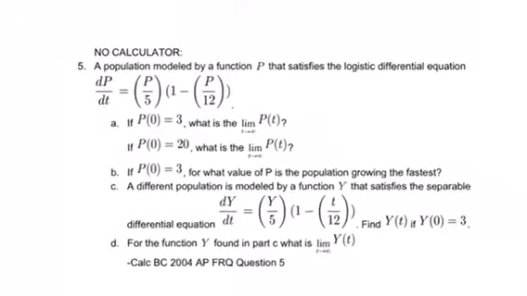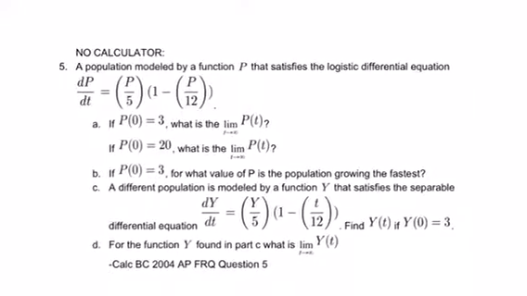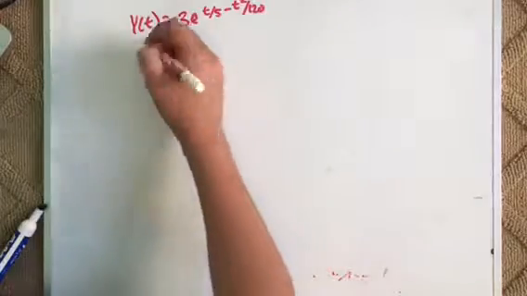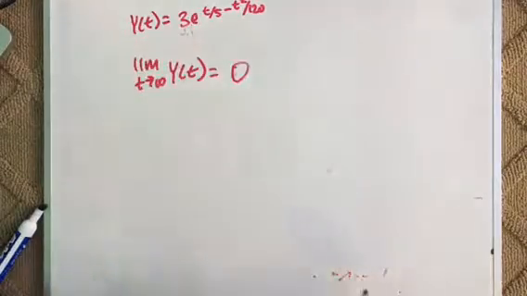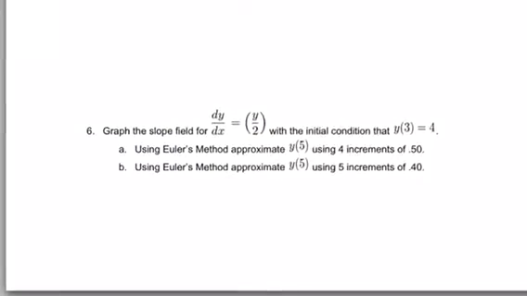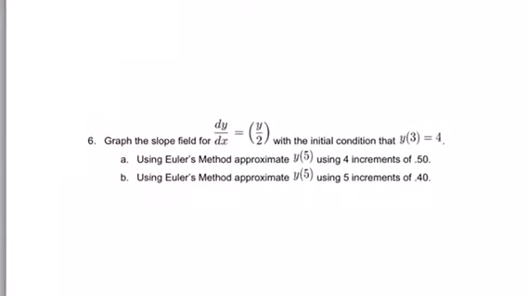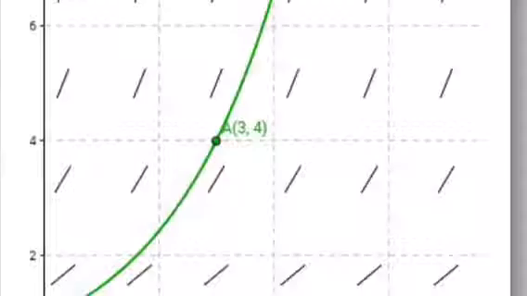And then part D, what is the limit as t approaches infinity of y of t? So for this one, limit as t approaches infinity of y of t is just 0. And for the last one, number 6, graph the slope field for dy dx equals y over 2 with the initial condition that y of 3 equals 4.